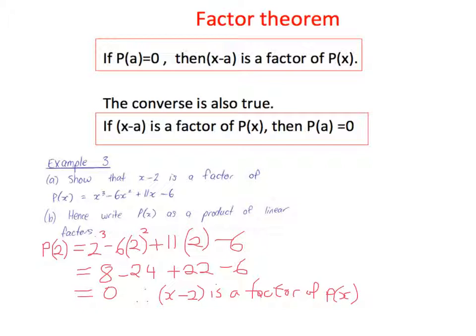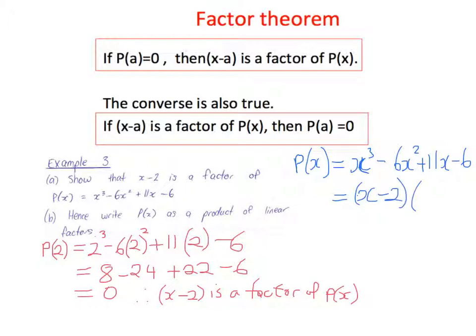So that's part A. Part B, hence write p of x as a product of linear factors. So p of x, remember, is equal to x cubed minus 6x squared plus 11x minus 6. Now we know that x minus 2 is a factor. So using our short way of doing the division, or you could use the long division method.